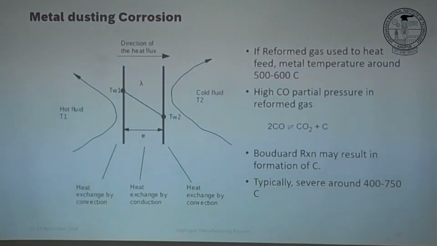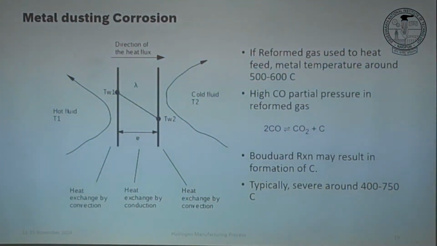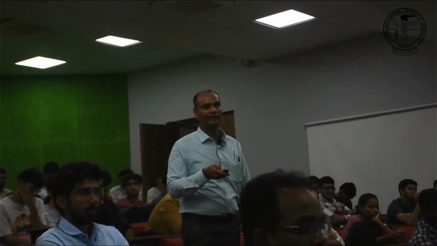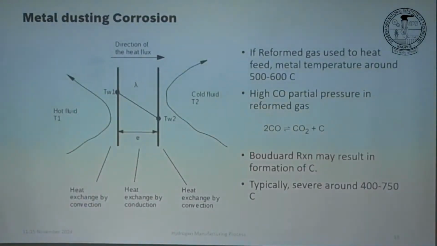What it means is that we have to keep the temperature of the equipment handling this gas composition never in the range where this metal dusting corrosion is very high. And typically it's very severe between 400 and 750 degrees centigrade. So that means somehow I have to cool the gas from 850 degrees to whatever temperature without the metal seeing a temperature in this range.